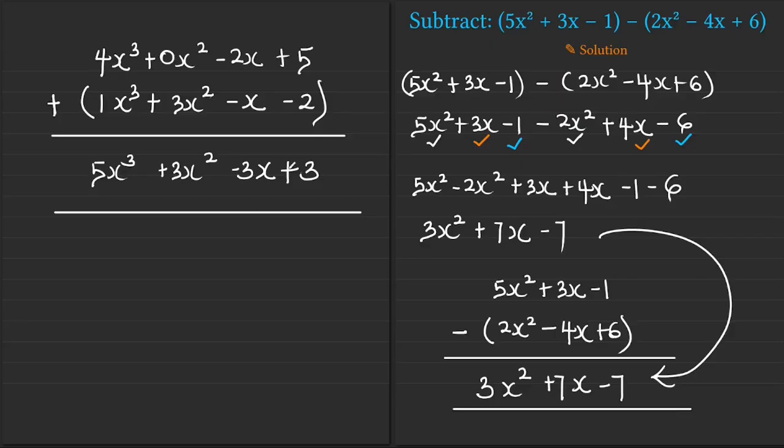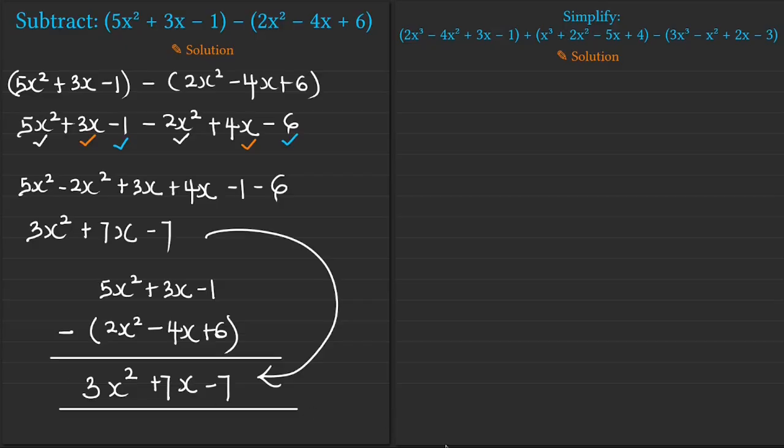So now that we understand the basics of all these, let's take it to another level by solving our third question. Our third question this time around has 3 polynomials. The first one being 2x cubed minus 4x squared plus 3x minus 1. Then for the second one, we have x cubed plus 2x squared minus 5x plus 4. Then this also follows with 3x cubed minus x squared plus 2x minus 3.